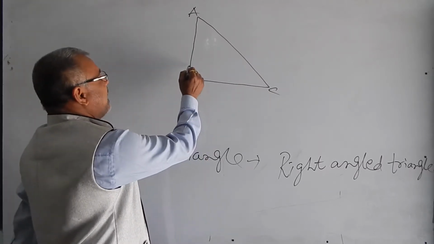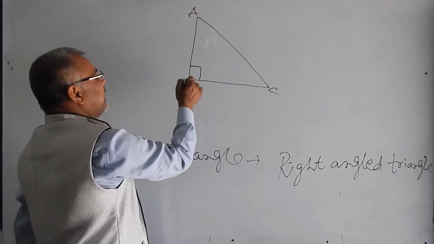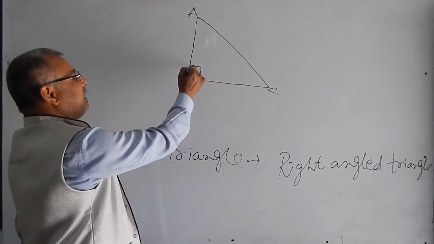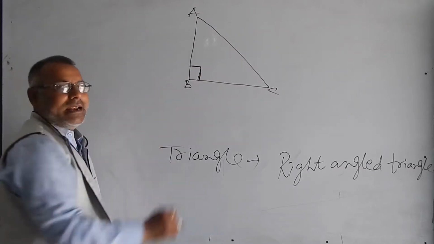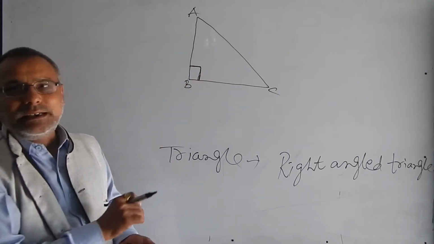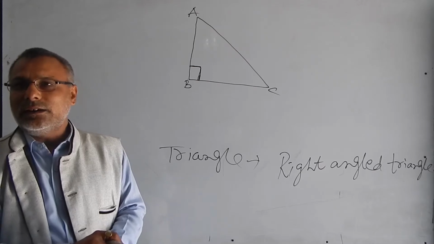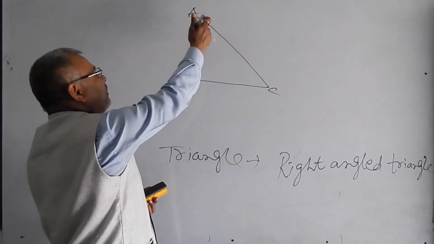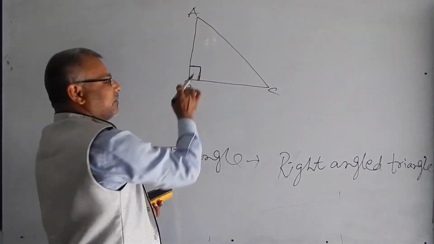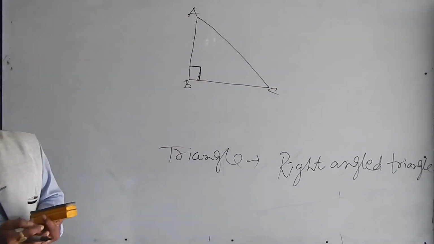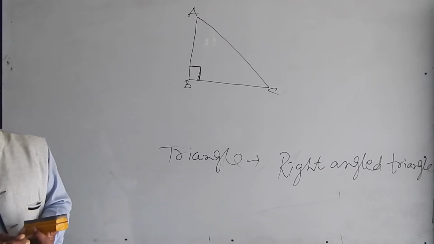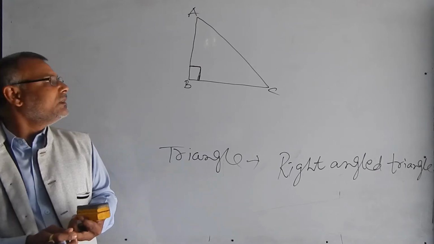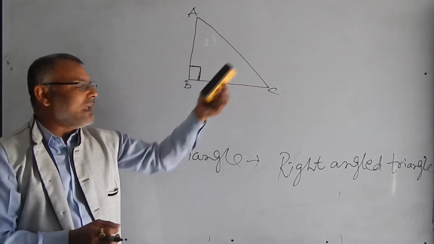Because angle B, meaning angle ABC, is equal to 90 degrees. This symbol indicates this is 90 degrees. And in a triangle, if one angle is 90 degrees, that triangle is called a right angle triangle. And the remaining two angles, angle BAC and angle ACB, are acute angles, meaning their value is less than 90 degrees.